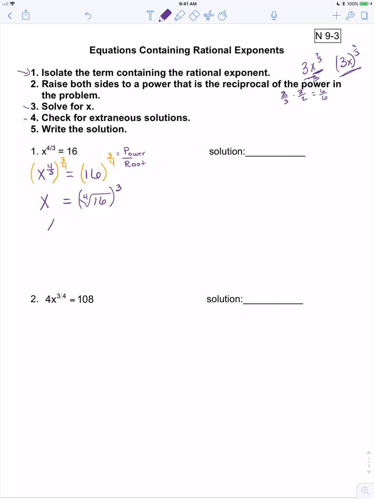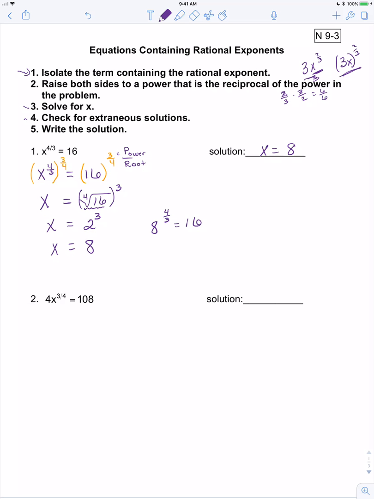So we're going to make sure that we do that first. The 4th root of 16 is 2, and then we bring 2 to that 3rd power. So it's like we did this part first to get a 2, and now we're raising it to the 3rd power. So 2 to the 3rd power is 8. And then you could check your answer and say 8 to the 4/3 power is equal to 16. You could put that in your calculator if you want to, but that is not an extraneous solution, so x is equal to 8.